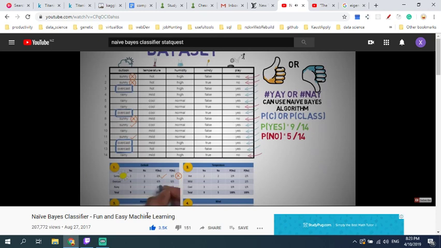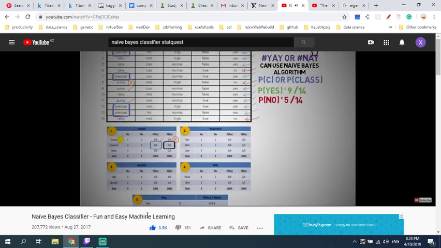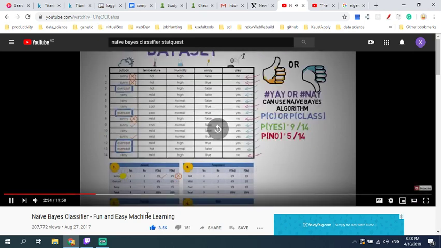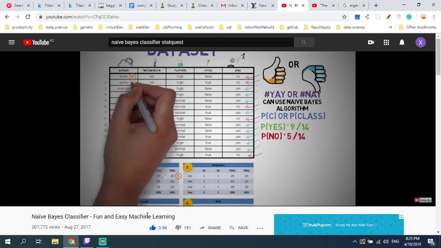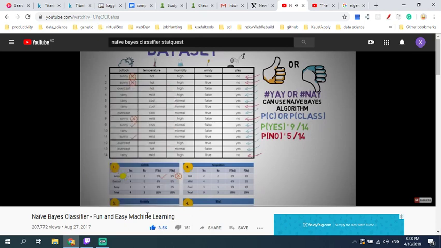So the probability that it was overcast given a yes is 4 out of 9. And for the no play class, we got 0 out of 5 respectively. Now we can compute these. No play sunny given a no is 3 out of 5. So from the 5 no play days, only 3 days were sunny.